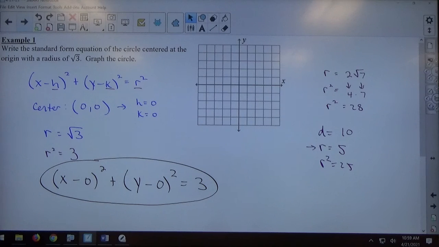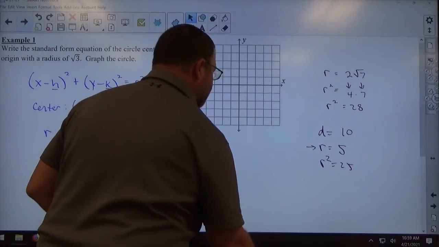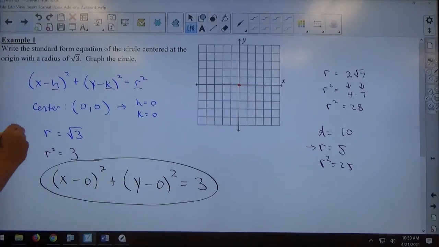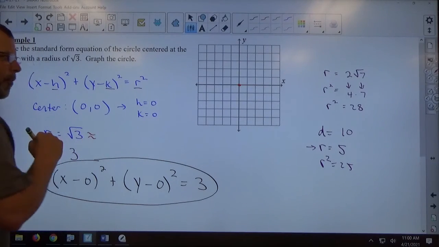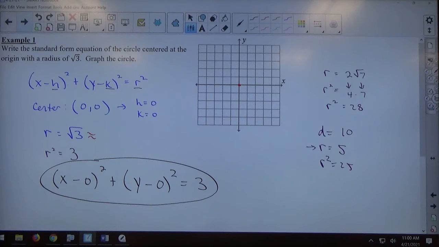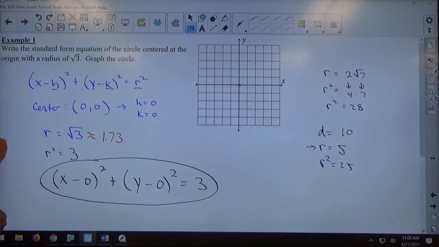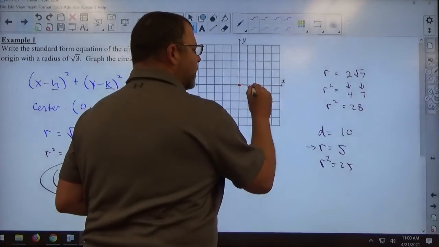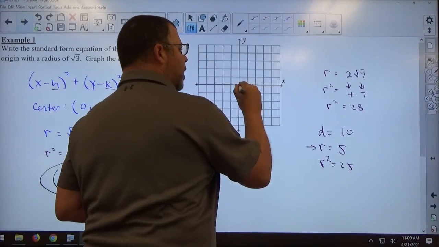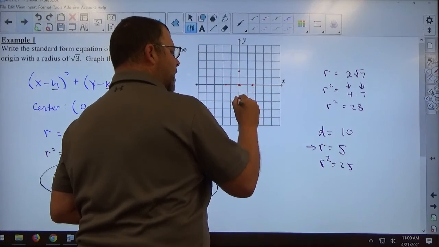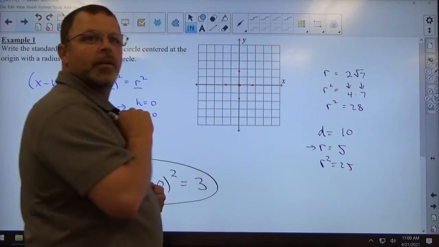Final step, it says graph the circle. To graph a circle, you plot the center. Okay. I get an approximation for the square root of 3. If I'm graphing, I like decimals. I don't know how to count by square roots. But square root of 3 is about 1.73. Bigger than 1, less than 2, closer to 2 than 1, right? So I'm going to go right 1.73 approximately. I'm going to go up 1.73 approximately. Left 1.73 approximately, and down 1.73 approximately from the center 0, 0.